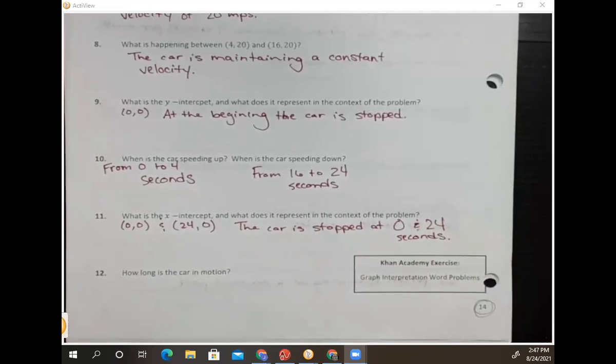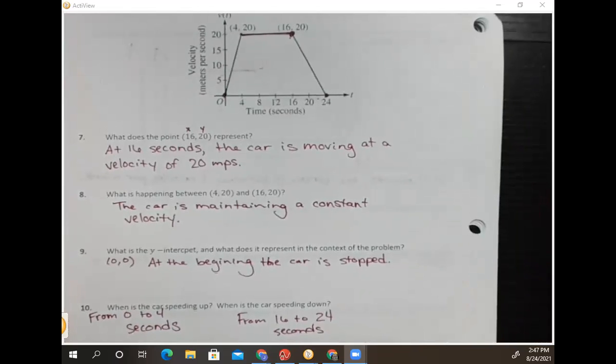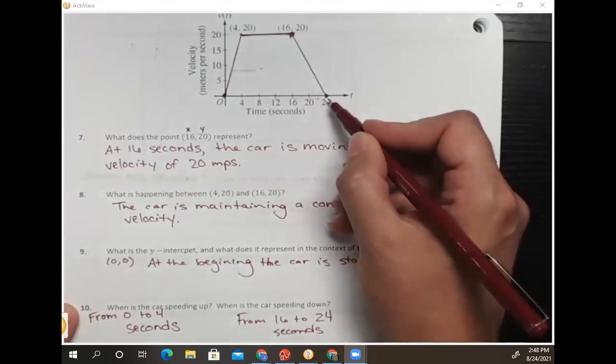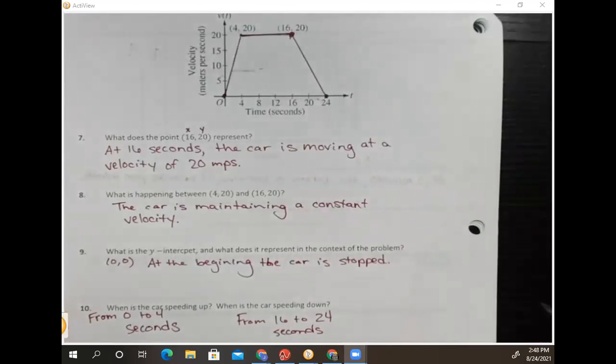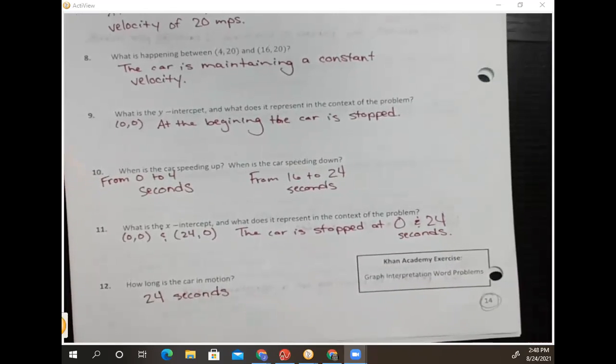And then our final question here on page 14, how long is this car in motion? How long are we moving? Yeah, here it starts at 0, it's moving, it's moving, it's moving, it stops at 24 seconds. So we're in motion for 24 seconds. Questions for me on page 14?